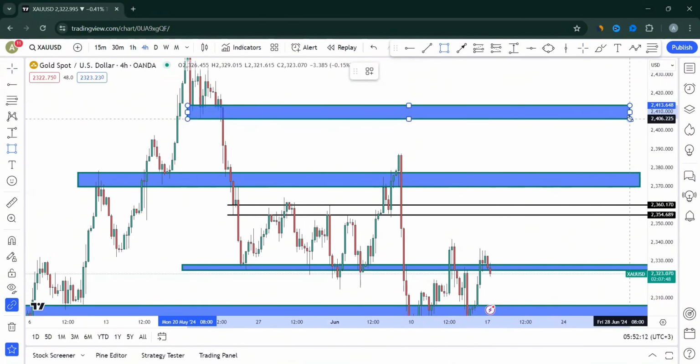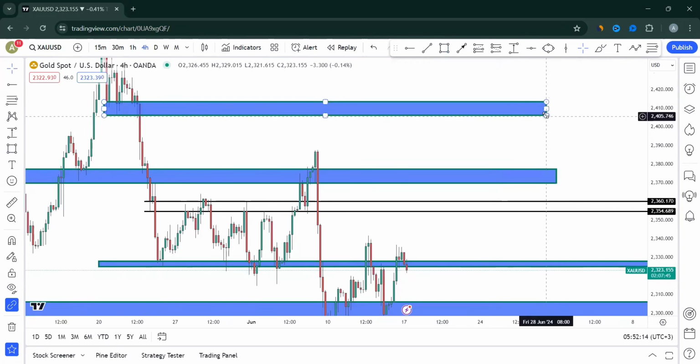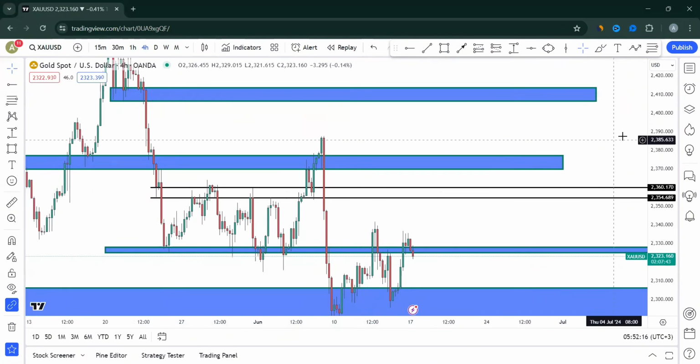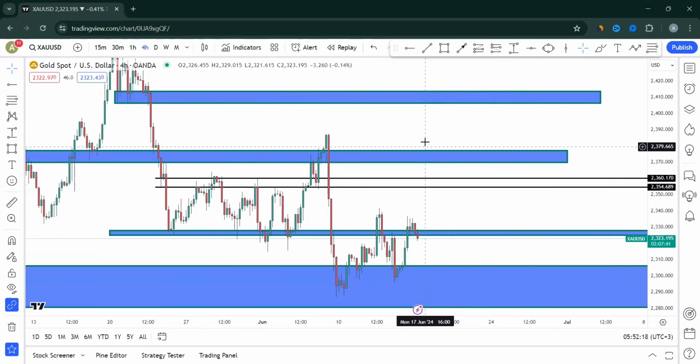The levels are still the same. That's why I didn't do a complete top-down analysis. The levels are still the same. So what we have just done is go a little bit into lower timeframes.